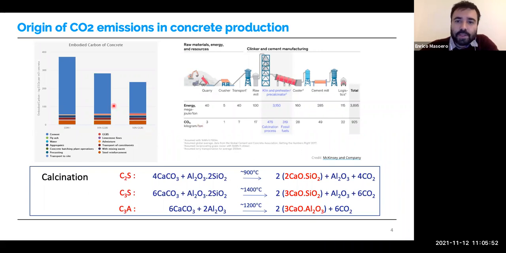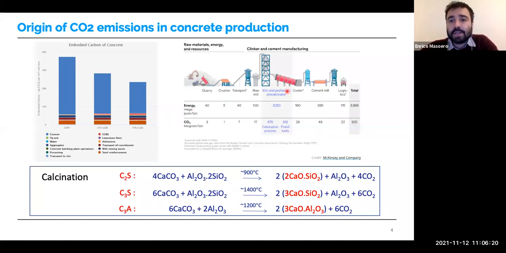In this slide, I'm trying to show you what are the main sources of CO2 emissions in concrete production. This graph here, without going into the details, is telling you that most of the CO2 embodied in concrete is actually embodied in the cement part of it. You can reduce it if you use high percentages of replacement with slag or PFA or other things, but still the biggest part of the CO2 associated with concrete is cement.